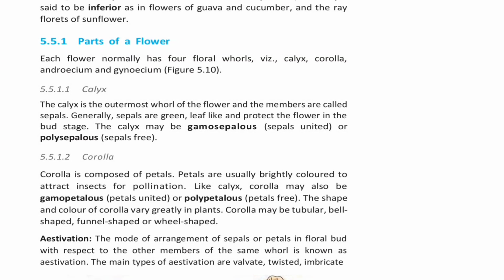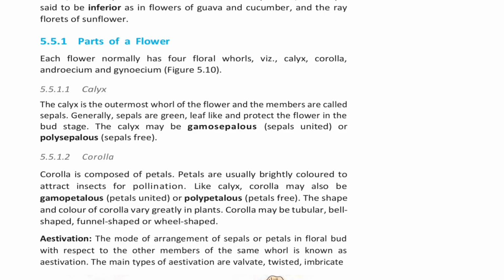5.5.1 Parts of flower. Each flower normally has four floral whorls, viz. calyx, corolla, androecium and gynoecium. 5.5.1.1 Calyx. The calyx is the outermost whorl of the flower and the members are called sepals. Generally, sepals are green, leaf-like and protect the flower in the bud stage. The calyx may be gamosepalous, which means sepals united, or polysepalous, that means sepals free.